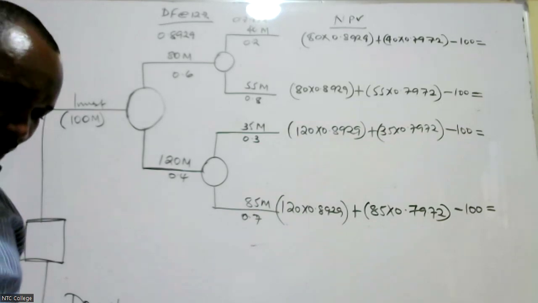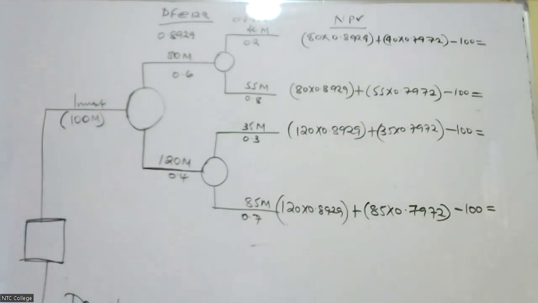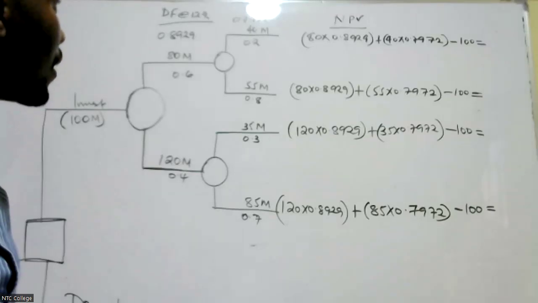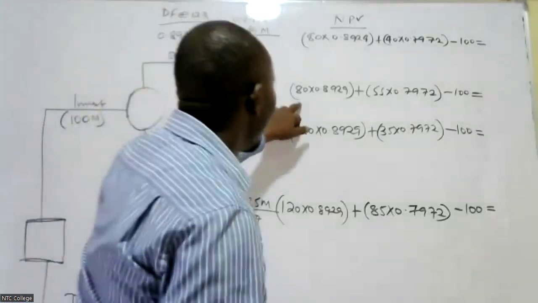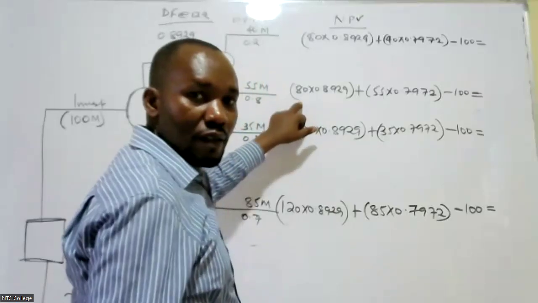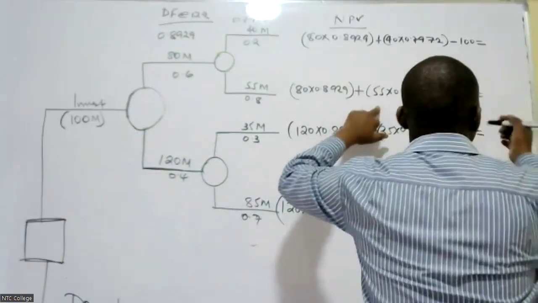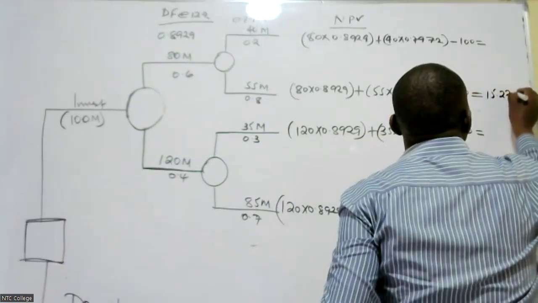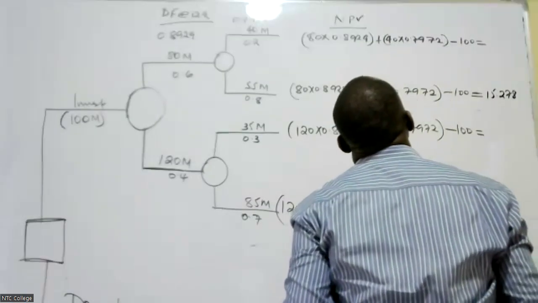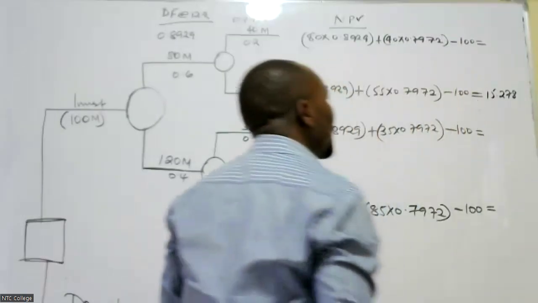For the one of 55 million, I'm getting an NPV of 15.278. Are you talking about the second row? Yes, I'm talking of that one. How much? Here I get 15.278. The other one?